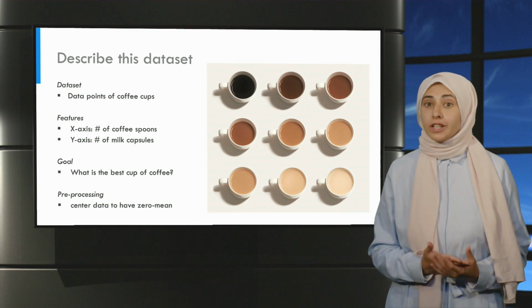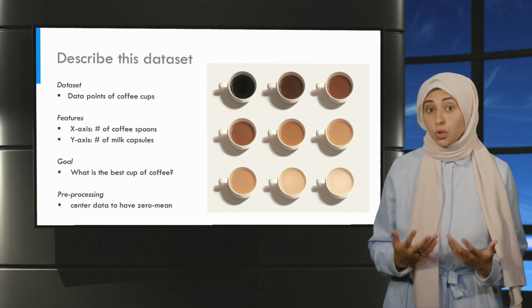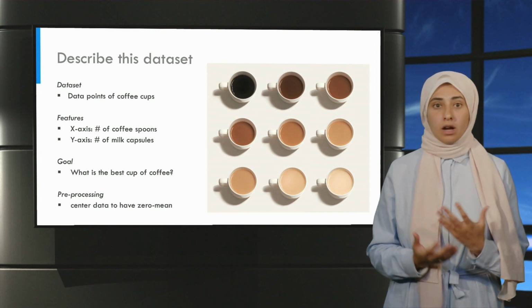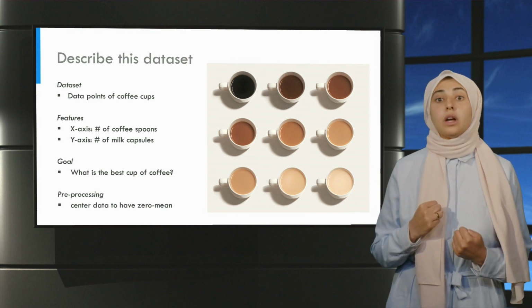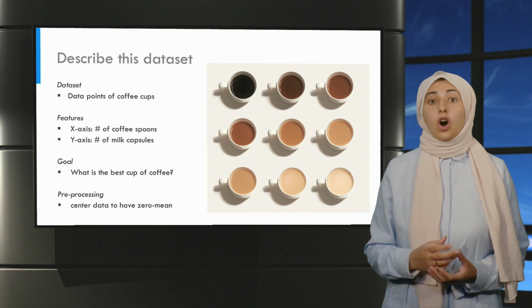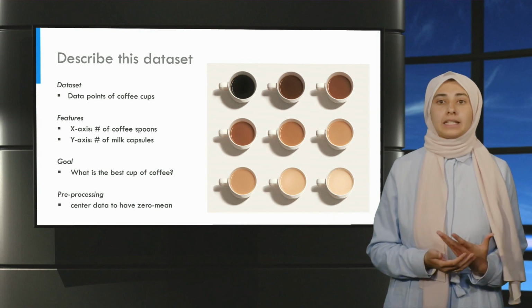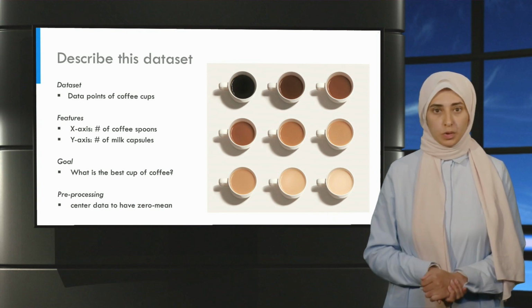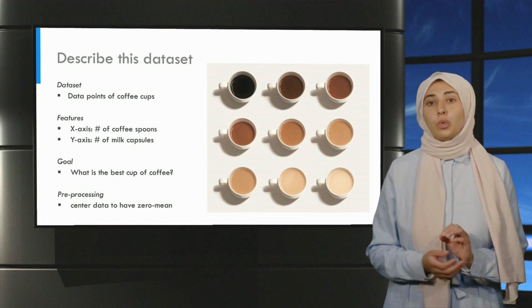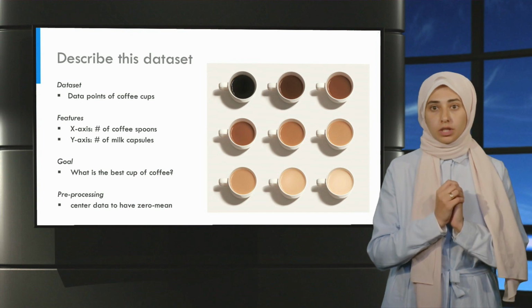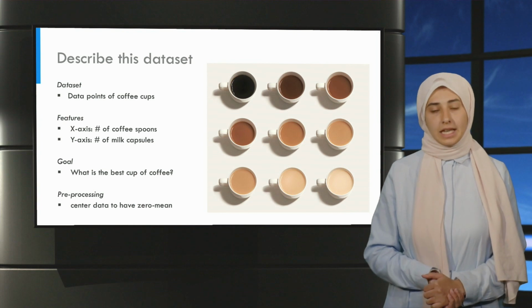Let's take this example. We are researchers in an R&D department of a coffee company. We want to know what is the best recipe for a cup of coffee. Our dataset is only measuring two features for each cup of coffee. On the x-axis, we have the number of coffee spoons per cup. On the y-axis, we have the number of milk capsules used. One pre-processing step is done on the data points, which is centering the data around the origin. In other words, making the data zero mean. This makes our calculations easier to perform.